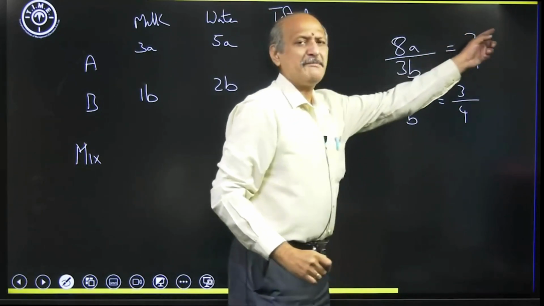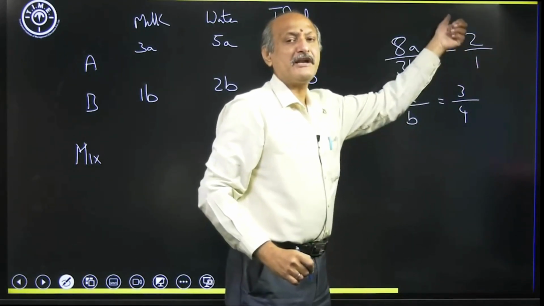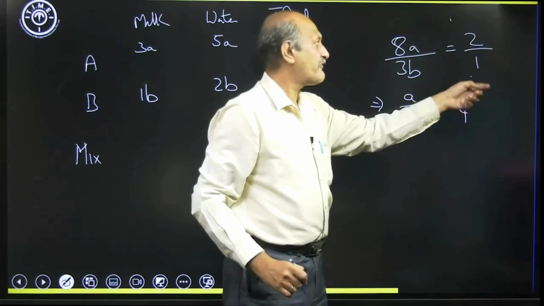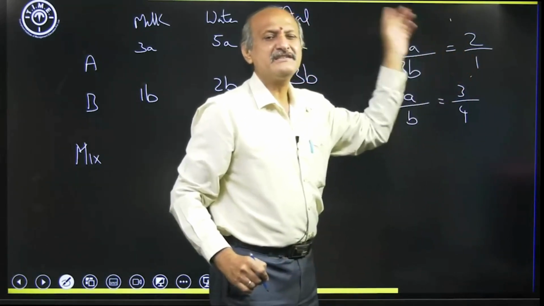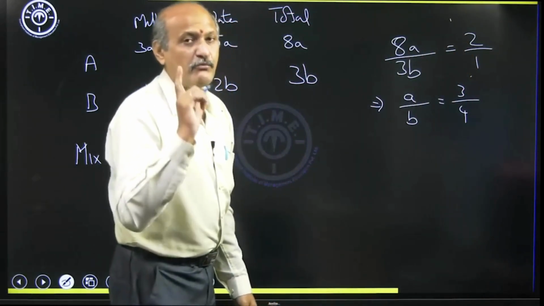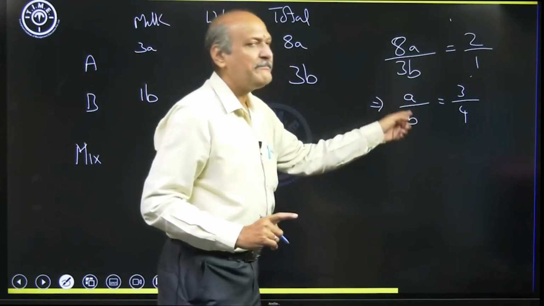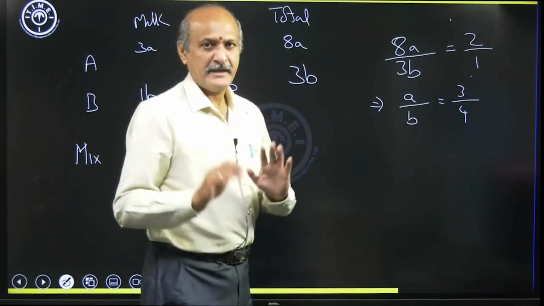Please see here, 3 will be taken to the numerator, 8 to the denominator, and 2 will cancel that 8 four times. So the ratio we get is 3:4. So here, what did we find? We found that A and B are in the ratio 3:4.